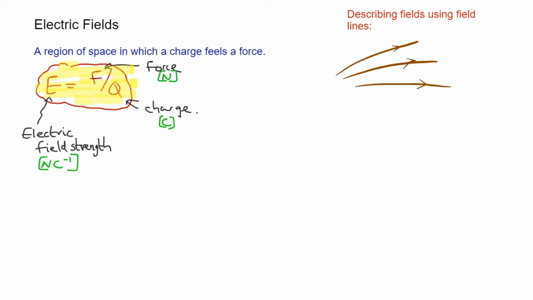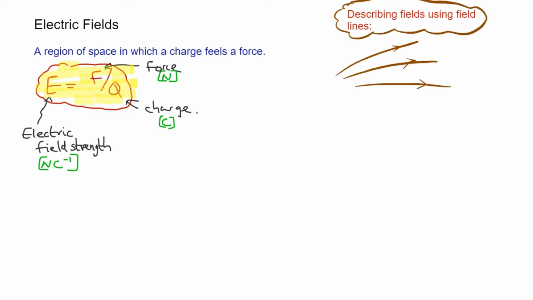When you see field lines, you'll just see lines with arrows, basically. If we go back to the equation, force is a vector, charge is just a scalar, so field strength must also be a vector because it's just a vector divided by a number. So this is a vector quantity. That gives you a clue as to what the arrows represent when we use field lines.